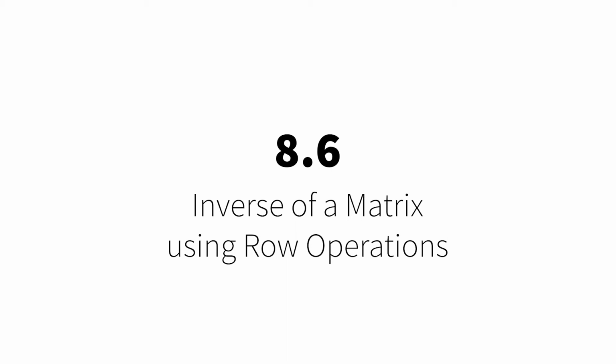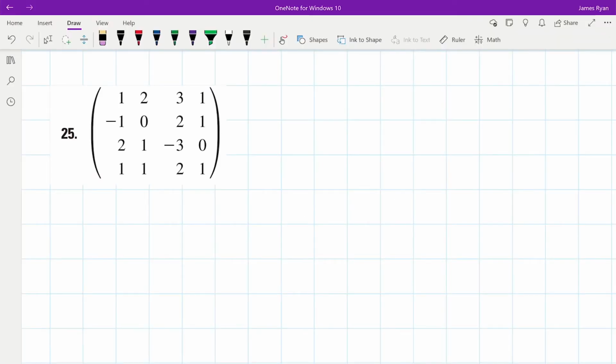So we are going to calculate the inverse of a matrix using the row operations method. This is problem 8.6.25 in the textbook. And there is a theorem that says if we have some matrix A whose inverse exists, and some sequence of row operations R transforms the matrix A into the identity matrix, that same sequence of row operations, if performed on the identity matrix I, will turn I into A inverse.